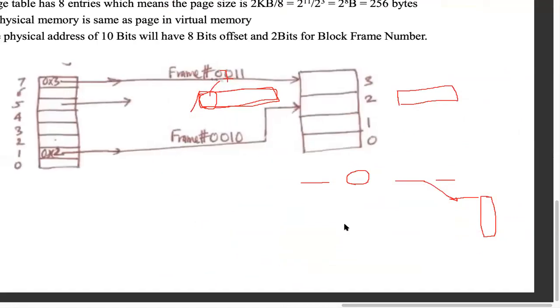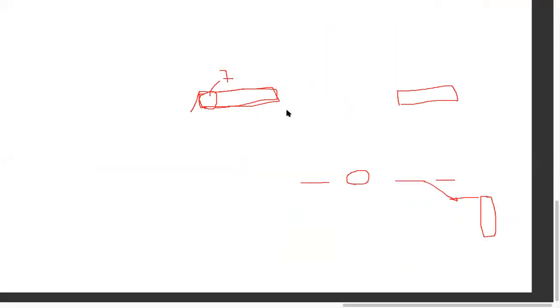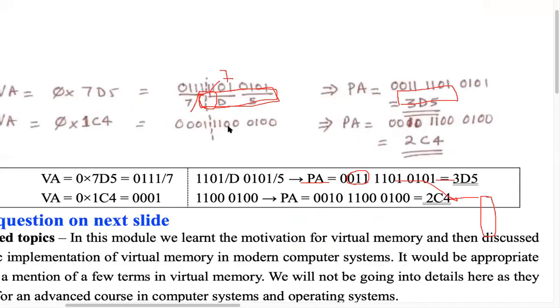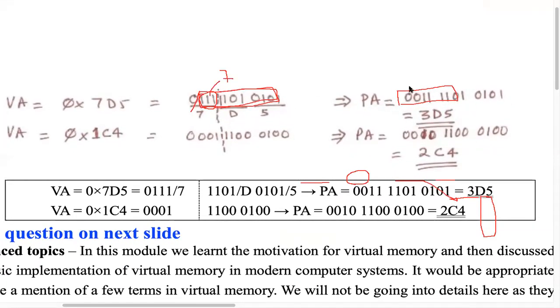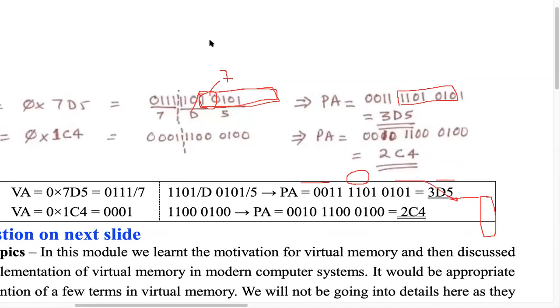So what we do is simply replace your page entry with your frame number, which is... 7. 7 was pointing to frame number. Okay, this annotation is kind of weird here. Okay, mouse.